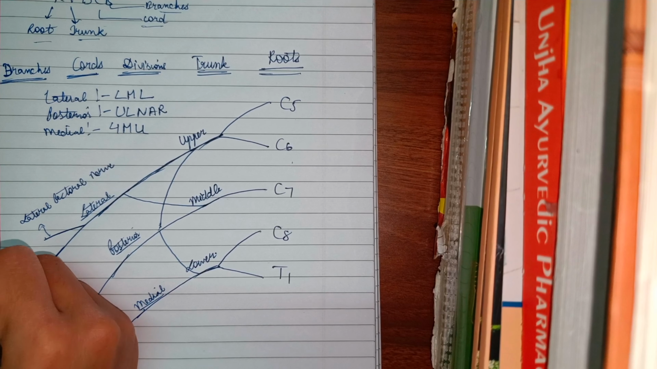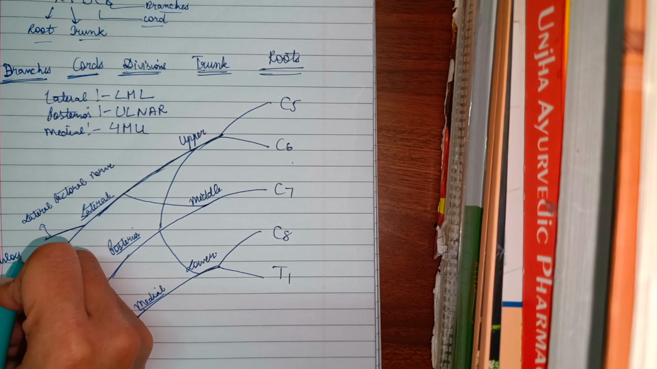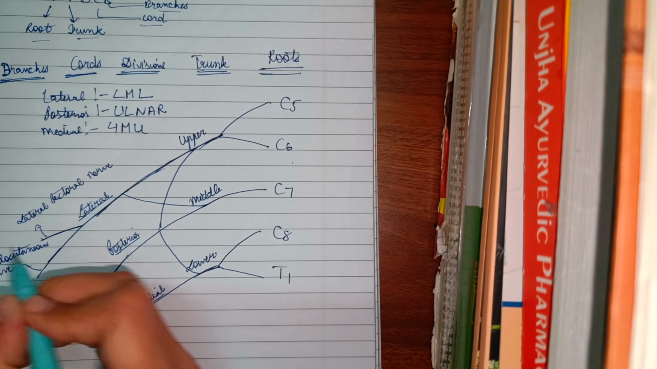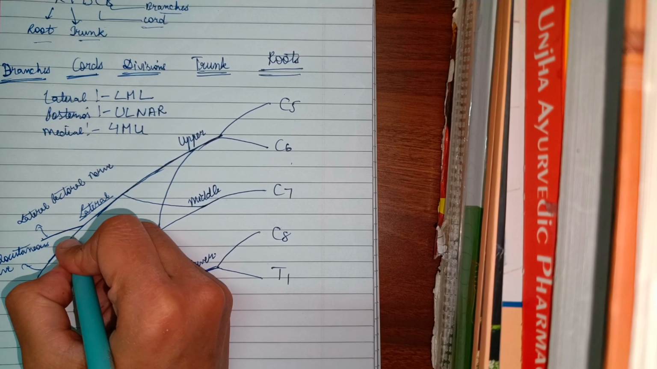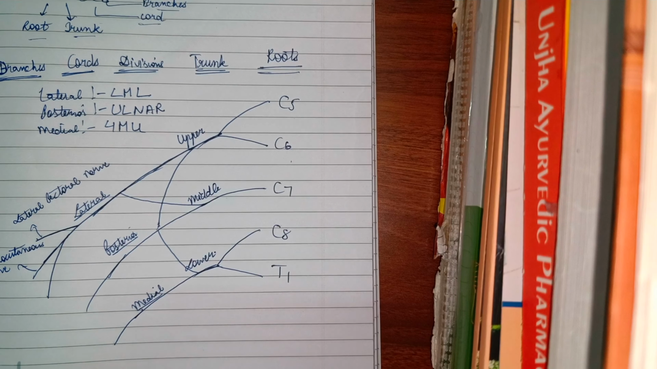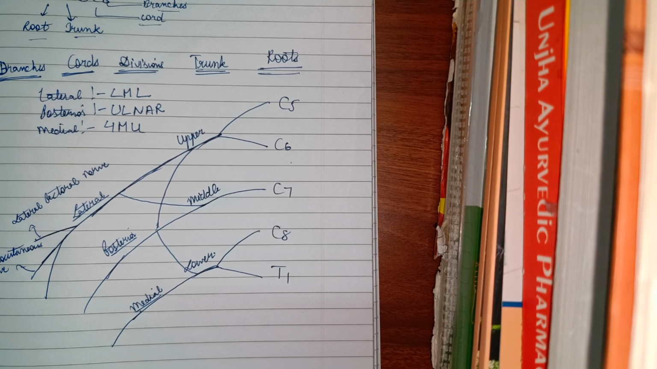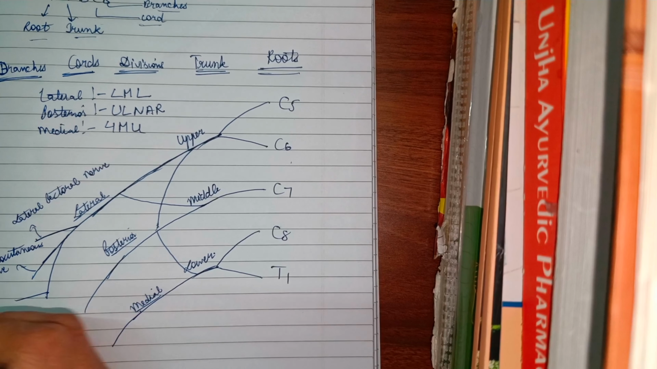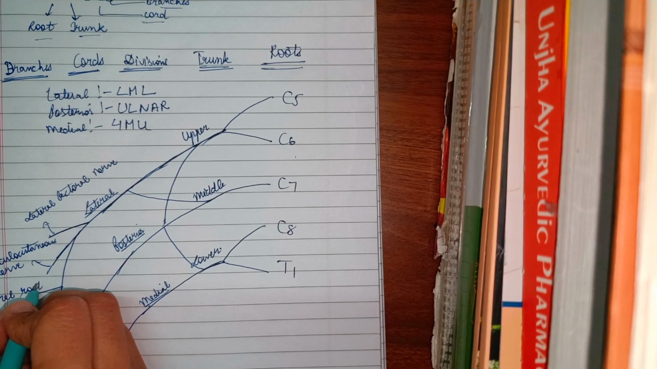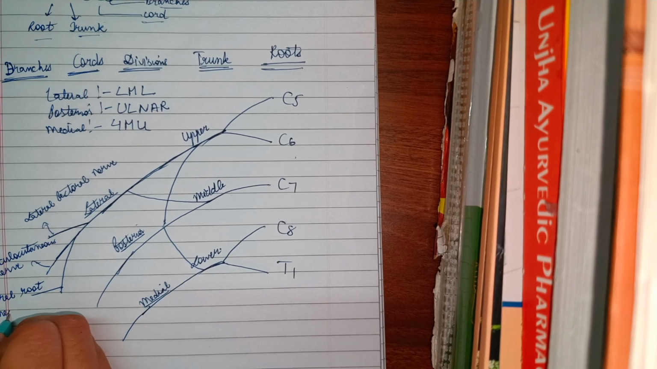This is musculocutaneous nerve. And another branch which is lateral root of median nerve. Lateral root of median nerve.